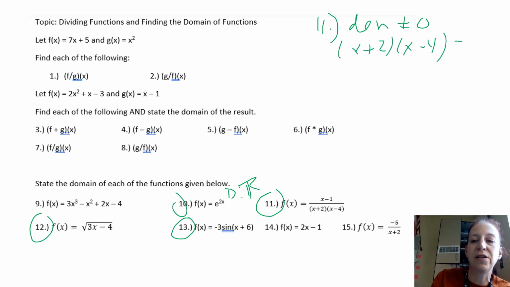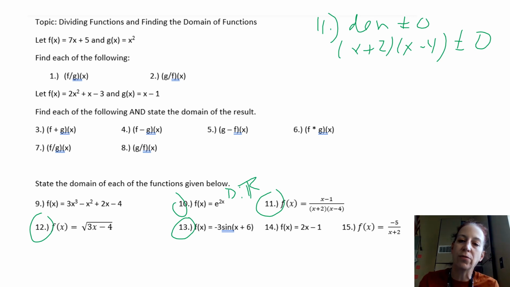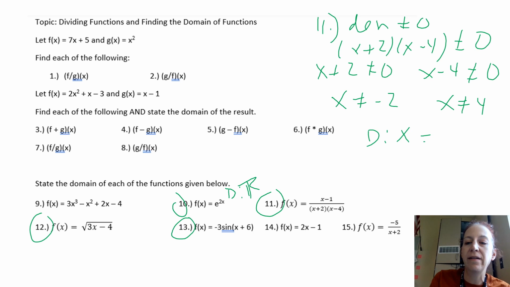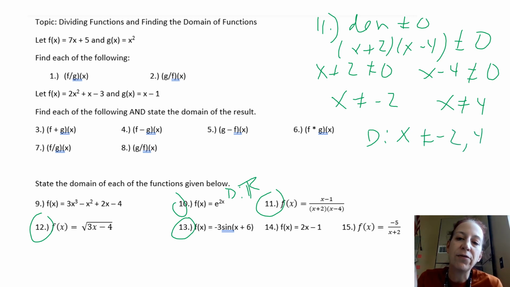And in this case, the denominator is already factored, which is really nice. So we have x plus 2 times x minus 4 can't be equal to 0. That means x plus 2 can't be equal to 0, and x minus 4 can't be equal to 0. So x can't be negative 2 and x can't be 4. And so my domain would be x cannot equal negative 2 or 4. So you have 2 different restrictions.